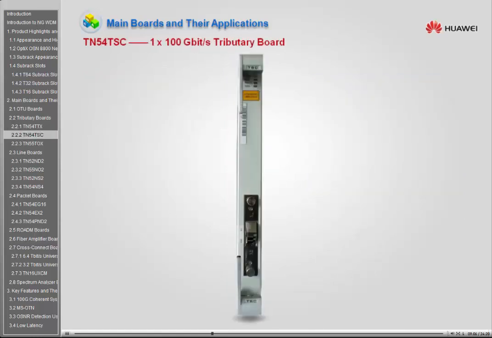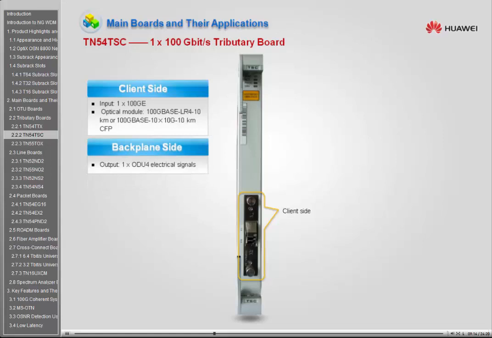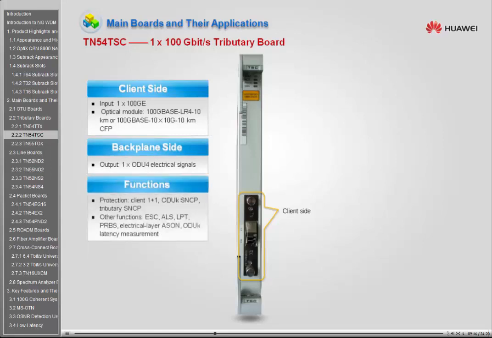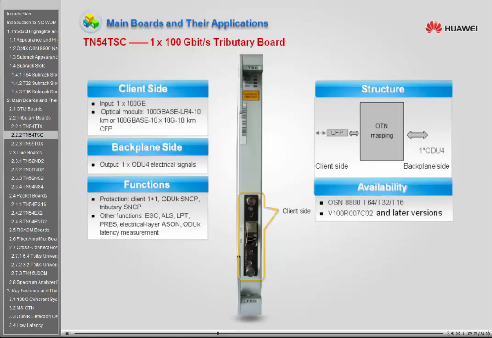Then, let's look at the TN54TSC board, which is a 1-port 100G tributary board. This board can receive one 100GE service on the client side and produces one ODU4 signal on the backplane side. It supports 2 types of CFP optical module. One is the 4-wavelength 25G CFP optical module, and the other is the 10-wavelength 10G CFP optical module.